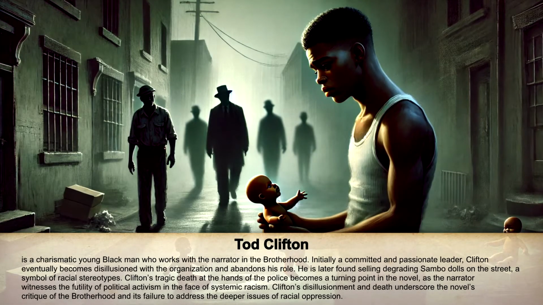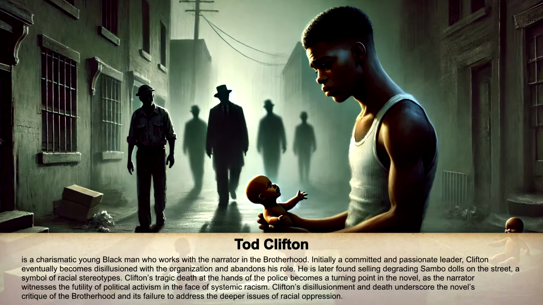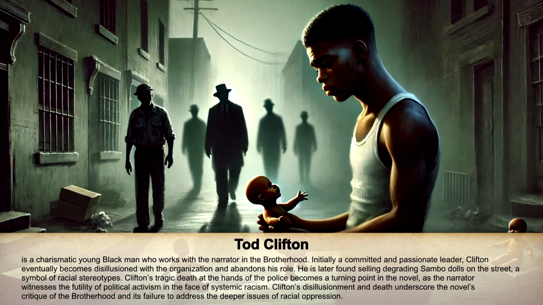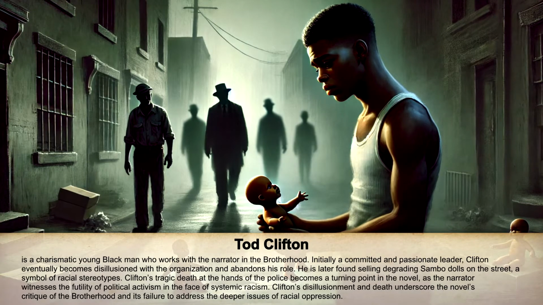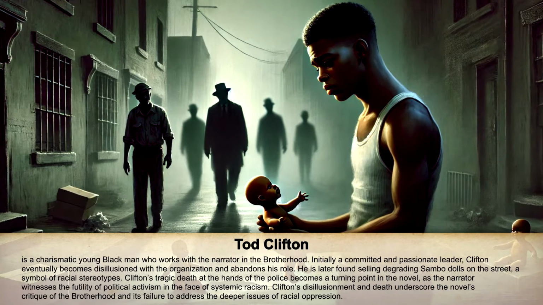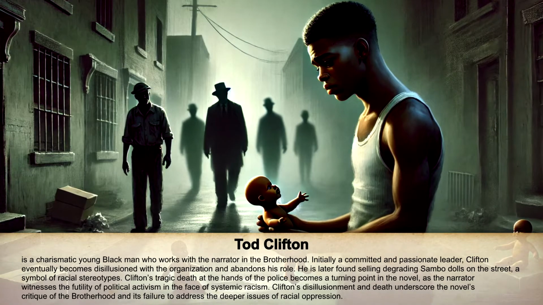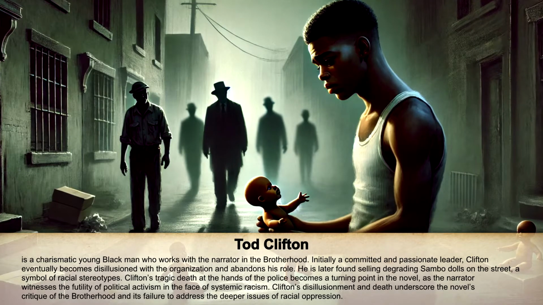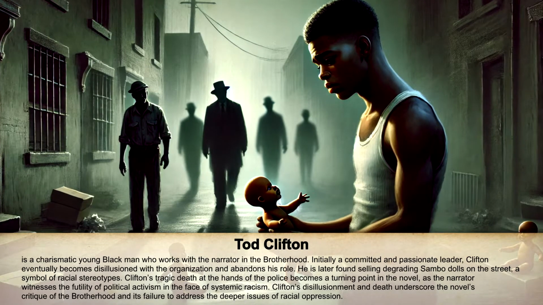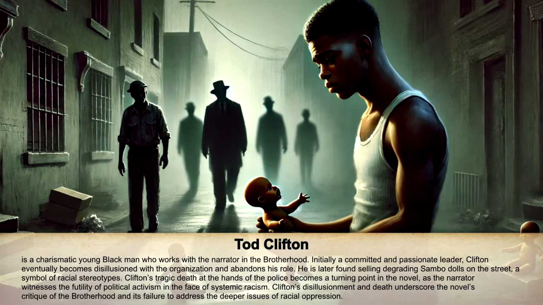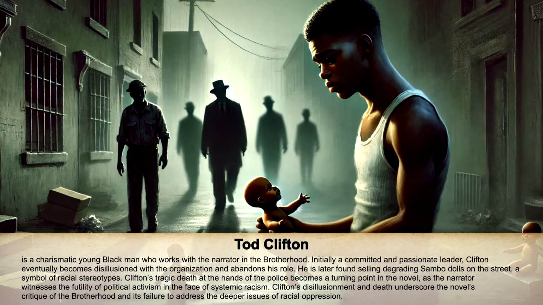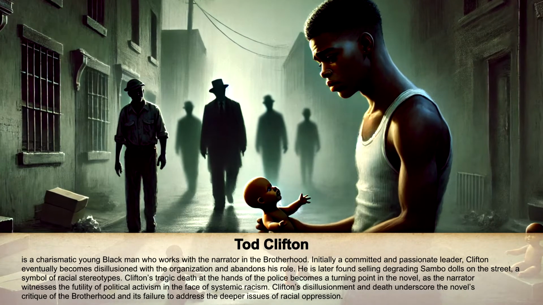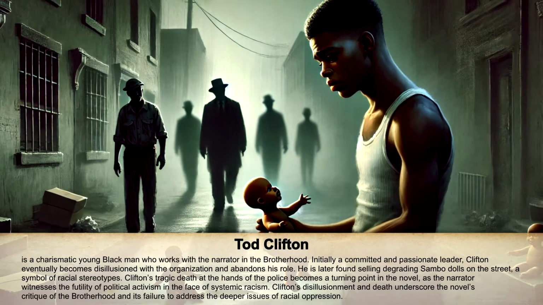Todd Clifton is a charismatic young black man who works with the narrator in the Brotherhood. Initially a committed and passionate leader, Clifton eventually becomes disillusioned with the organization and abandons his role. He is later found selling degrading Sambo dolls on the street, a symbol of racial stereotypes. Clifton's tragic death at the hands of the police becomes a turning point in the novel as the narrator witnesses the futility of political activism in the face of systemic racism. Clifton's disillusionment and death underscore the novel's critique of the Brotherhood and its failure to address the deeper issues of racial oppression.